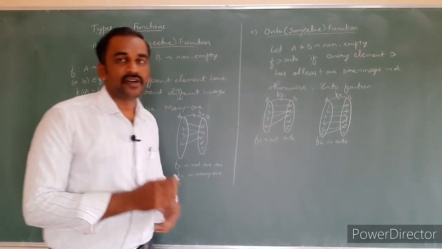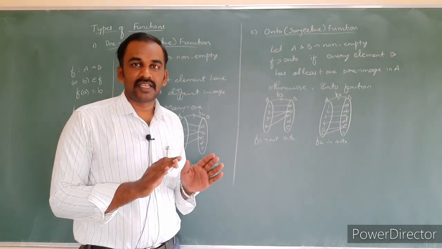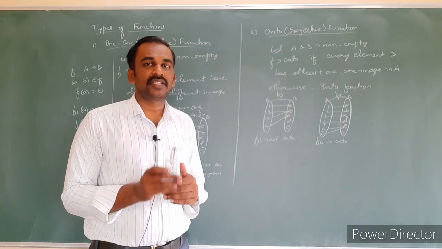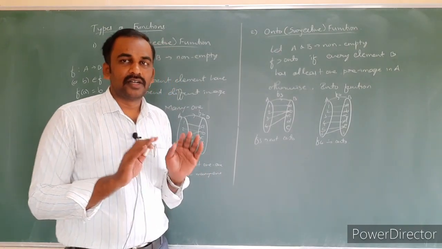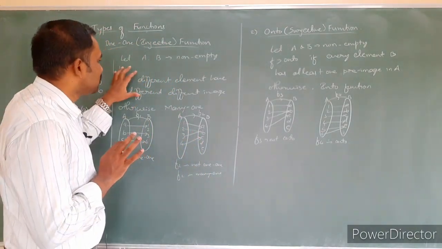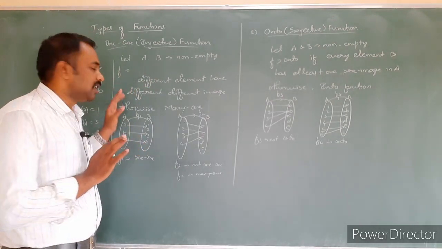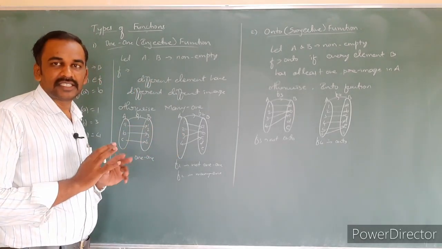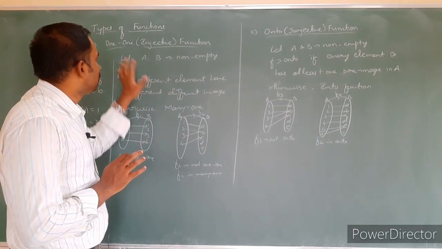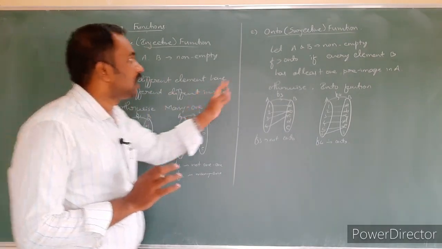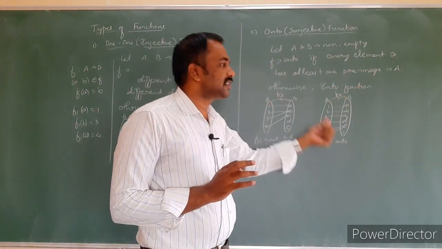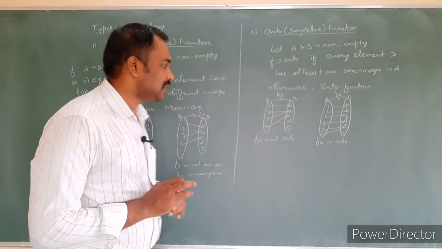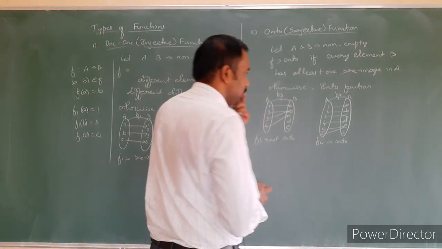F4 is an onto or surjective function. I think you got my point. How to decide one-one and onto: very simple definitions are there. You just remember the words, and based on those words, you check it. Different elements have different images for one-one. For onto, every element of the codomain has at least one pre-image. Yes, F4 is an onto function.